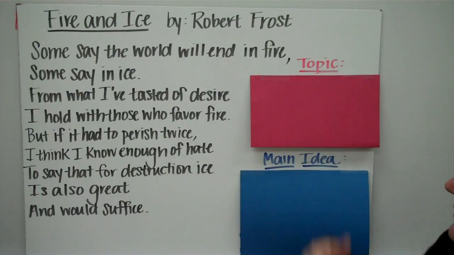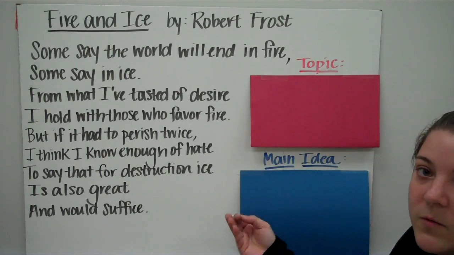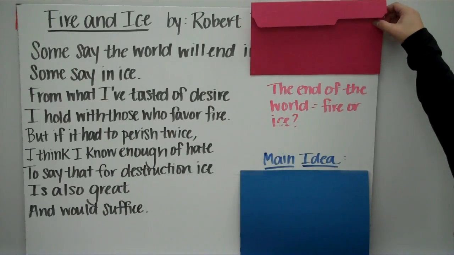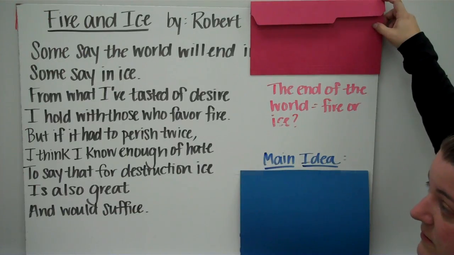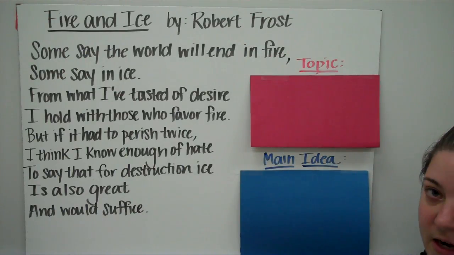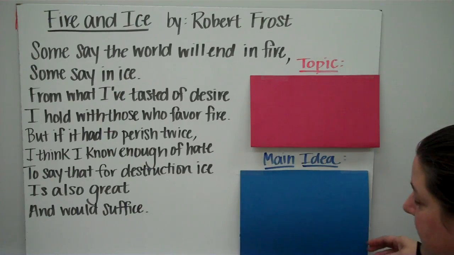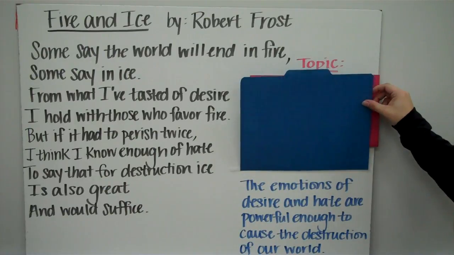So what is the topic here? Who, what, when, where, why, how? Our topic would be the end of the world. Fire or ice? So what's the main idea? What is Robert Frost trying to tell me? What am I trying to take away from this? He's trying to teach me that the emotions of desire and hate are powerful enough to cause the destruction of our world.